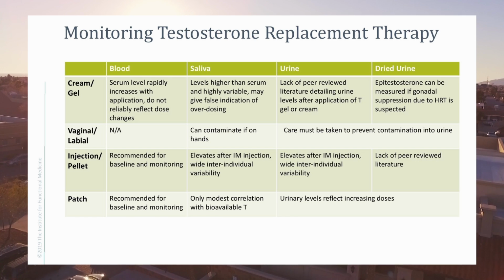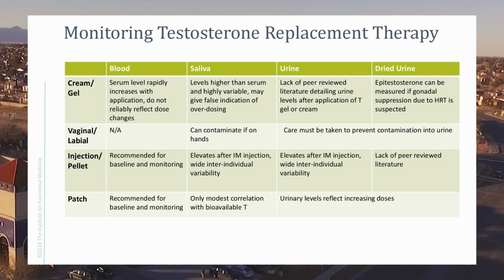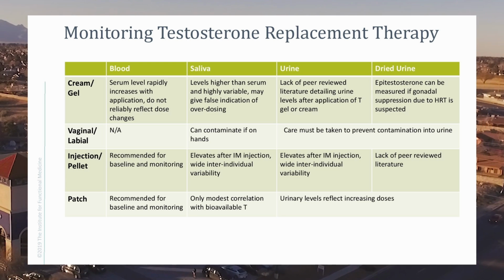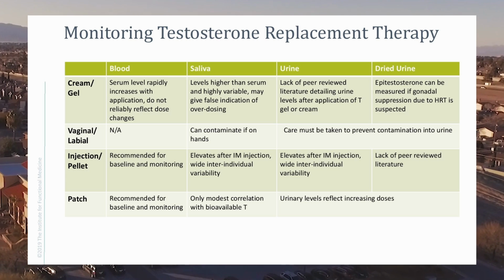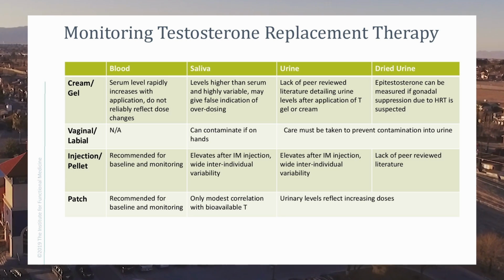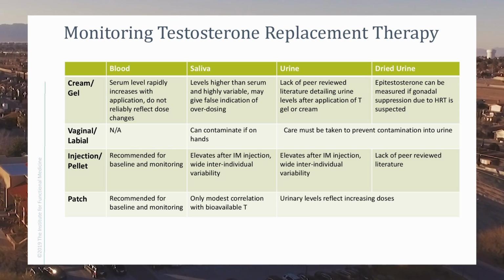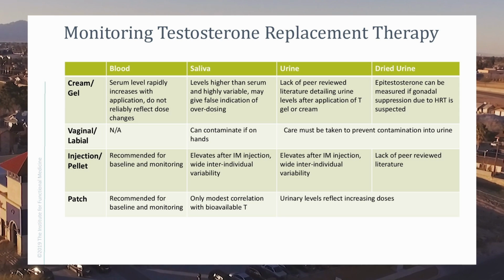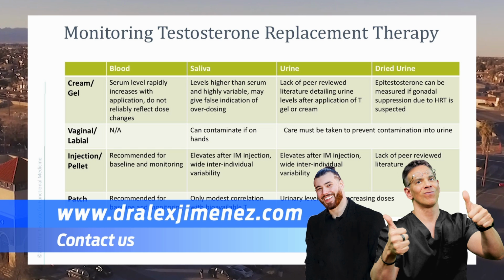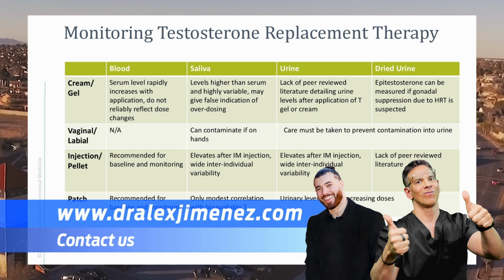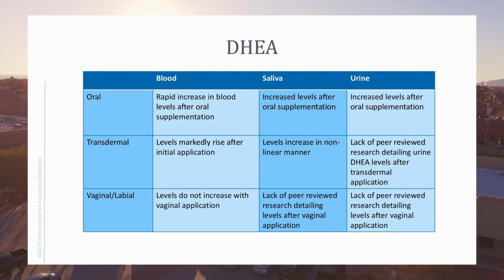If you're using a testosterone patch, you can get adequate levels, and there are good studies to show that a blood level will be okay. A salivary level has only some correlation to the bioavailable testosterone. Modest correlation, maybe it's going to be a helpful level, maybe not. If you're using a testosterone patch, the urinary levels, both in a 24-hour urine and the dried urine, are going to reflect the increasing doses. So you're probably getting a reasonably good level with using that. Now, DHEA.